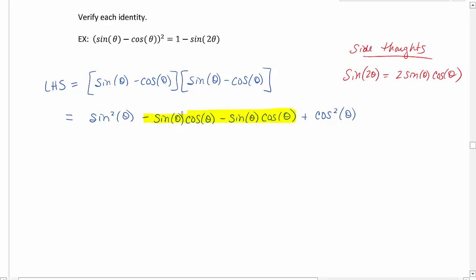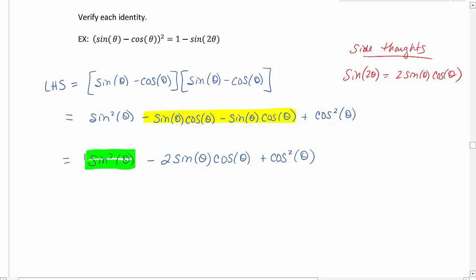We've got like terms here in the middle that we can combine. This is sine squared minus 2 sine cosine. So now I'm feeling good about that because my side thought for sine of 2 theta is 2 sine cosine, and that's what I'm coming up with right here. Plus cosine squared.